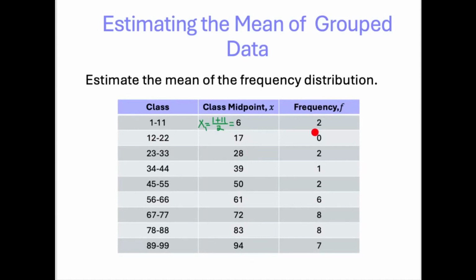And then the frequency is how many numbers fall in each of those classes. So we don't know what those are. For this class, it could have been the number 1 and the number 8. Not even what the midpoint is, just the number 1 and number 8, but that's a frequency of 2. There weren't any numbers from 12 to 22 inclusive of those endpoints, so that's why that's a frequency of 0. But that's where that's coming from.